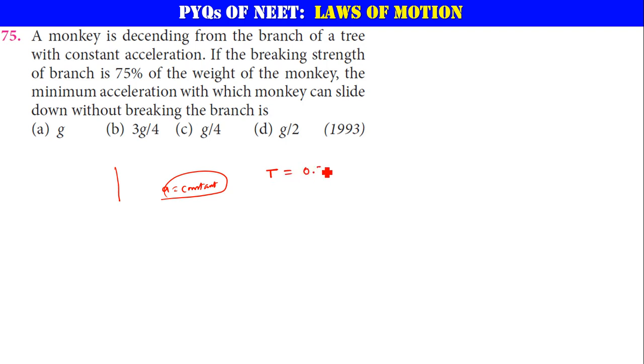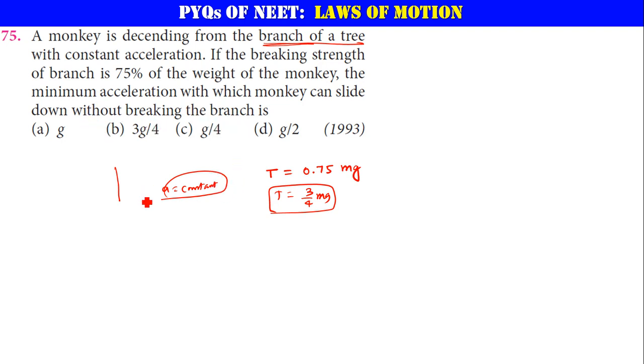Tension is 75%, or I can say 0.75 times, 3/4 of the weight of the monkey, isn't it? What is the weight of the monkey? mg. Yes, we know that. So that's what is given. So let me take T as 3/4 times mg. Now suppose the weight is more than this, then definitely the branch of the tree will break. The minimum acceleration with which the monkey can slide down without breaking the branch is.